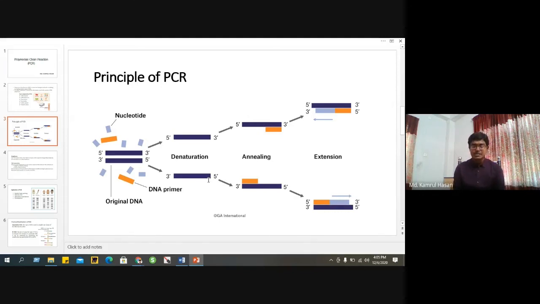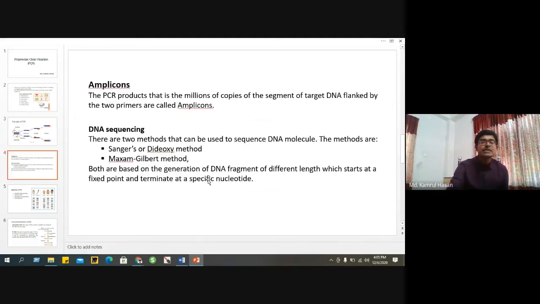After completing these three steps, we can get two DNA molecules from one DNA. By repeating this cycle, we can get multiple copies of DNA from one single DNA. These multiple copies of DNA are the PCR product, called the amplicon.